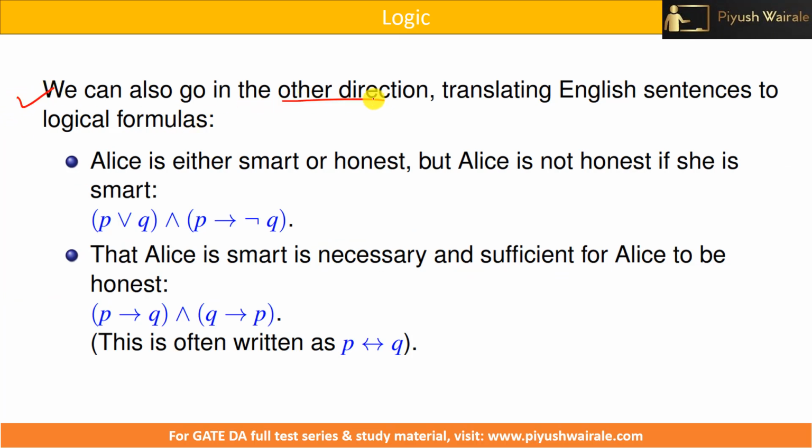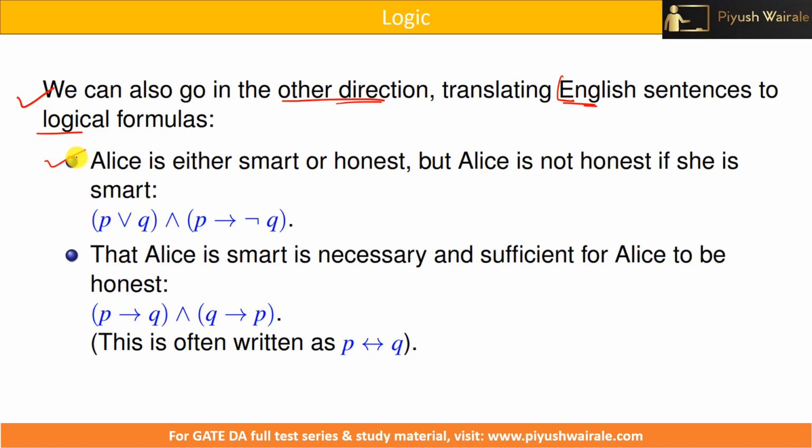So we can also go in other directions, translating English sentences to logical formulas. What we have discussed so far is translating logical formulas to English sentences, but we can also translate English sentences to logical formulas. This type of question can also be asked in the exam. First is Alice: Alice is either smart or honest, but Alice is not honest if she is smart.